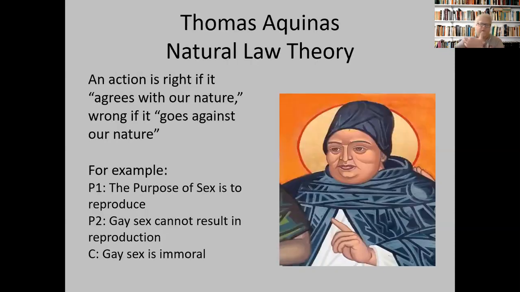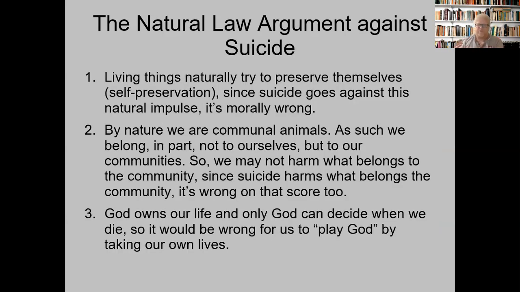And if you look at his view, an action is right if it agrees with our nature, wrong if it goes against it. Well, our nature is self-preservation, and suicide goes against self-preservation. We're naturally social animals, and killing ourselves harms the community, so that's bad for social animals. And finally, he gives a religious reason. God owns our life, and therefore only God can decide when we die, and we would be blasphemous and wrong to play God in taking our own lives. Make of these arguments what you will, they'll come back. These apply to suicide in general, but they obviously are still going to be relevant to talking about assisted death for the terminally ill.